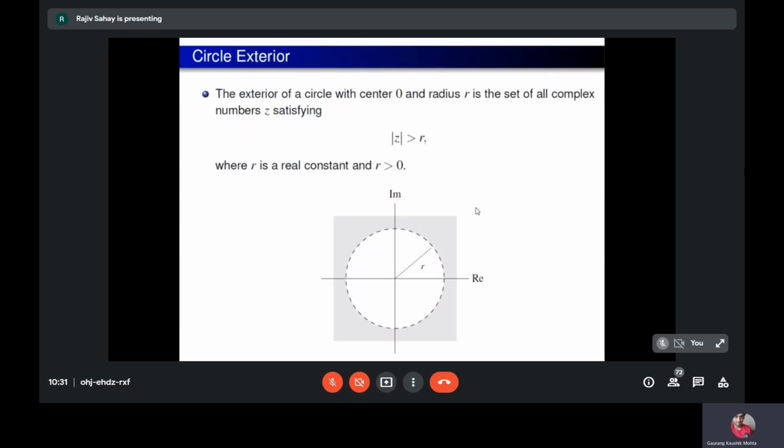The last type of ROC is the exterior of a circle. So mod z is greater than R. So we'll see for which kinds of exponentials, whatever I showed you, and what kind of discrete time signals, these three different ROCs will exist. So I will show you some examples, and using those examples, you can understand how each ROC will occur.